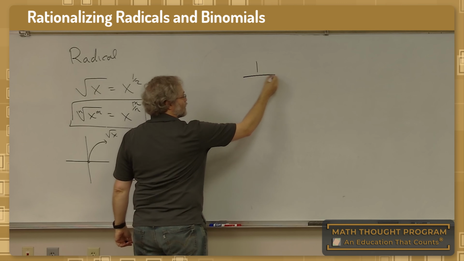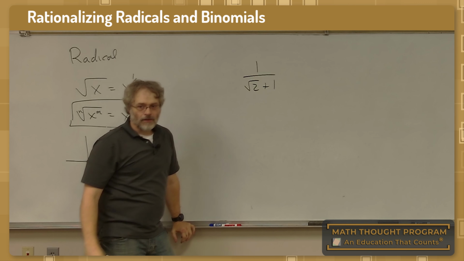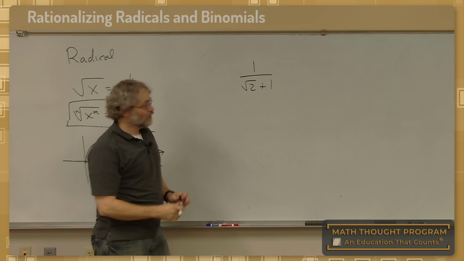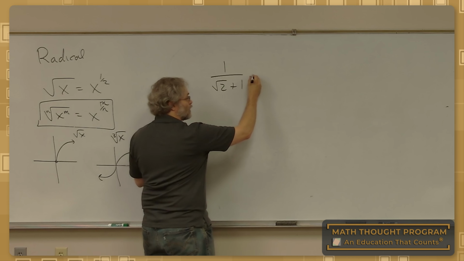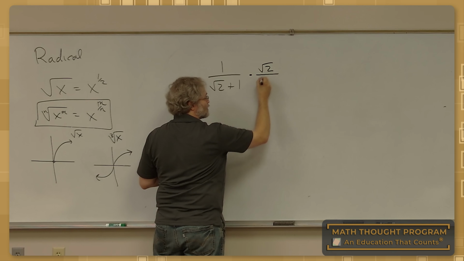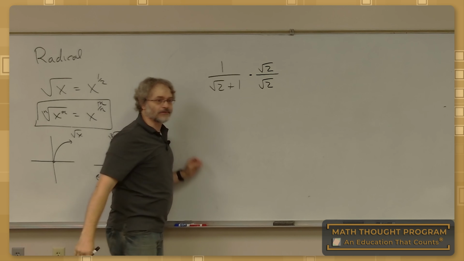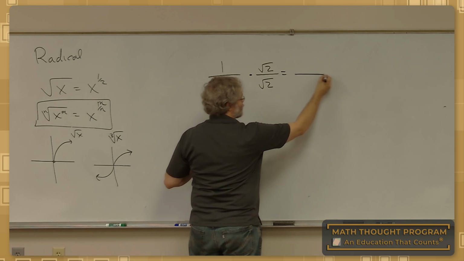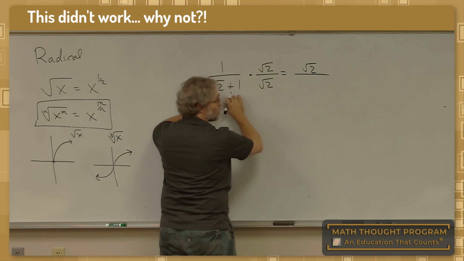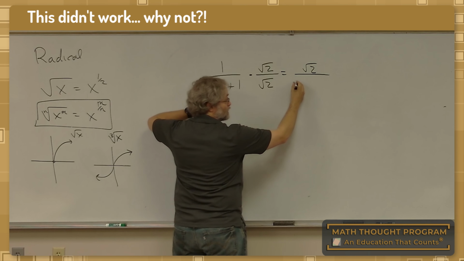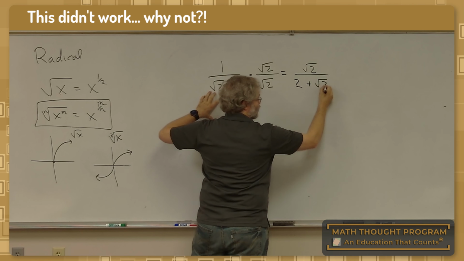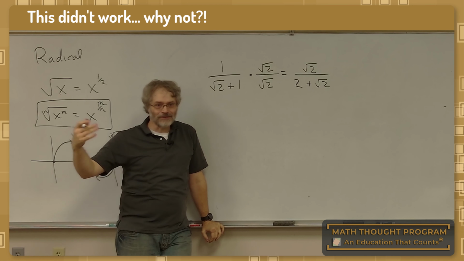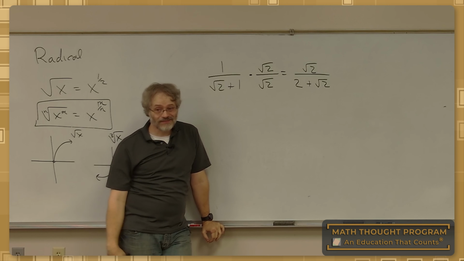What if I had this right here? How am I going to rationalize this one? Well, let's see. If I try multiplying it by a root 2 and a root 2. Well, I'll get a root 2 on top. Down below, I have a root 2 times a root 2, which is 2, followed by root 2. What happened? Nothing really.